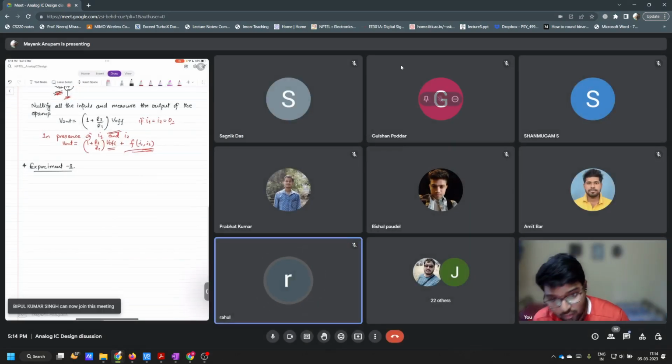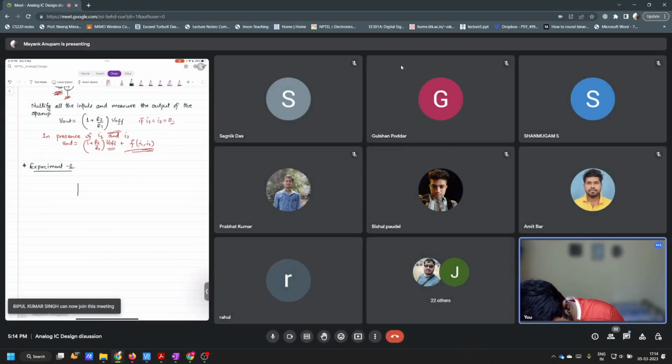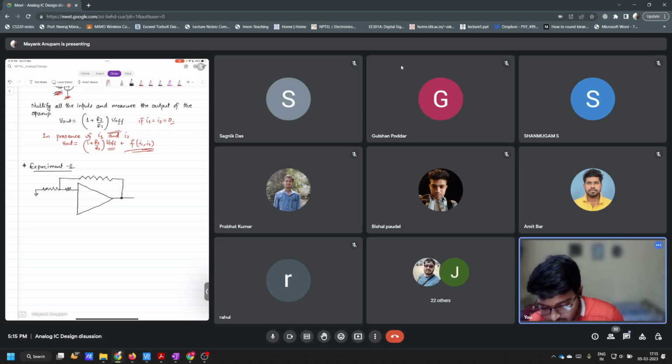Second experiment is what? What do we do? We take this op amp here. Sorry, not so good with drawing. This is the same thing. This again here is the same thing. But now what we do is that we also attach a resistor here, okay?